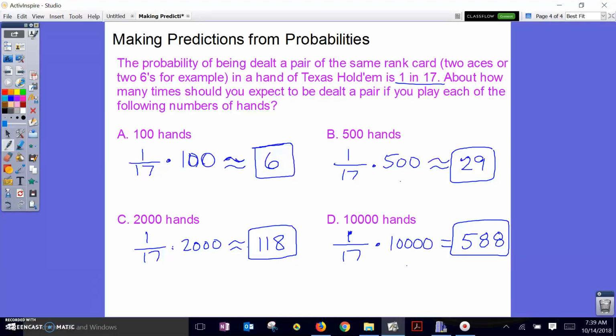Alright, so to recap here, basically we've got this process. We need to find the probability. We need to figure out how many total things are in our population. Okay, so going back through this last example, we found the probability from the information that we were given. We looked at the population for each, which in this case was 100. And then we just multiplied those two things together to get the number of occurrences that we would predict. And that's how we handle making predictions from probability. That's the end of this video.